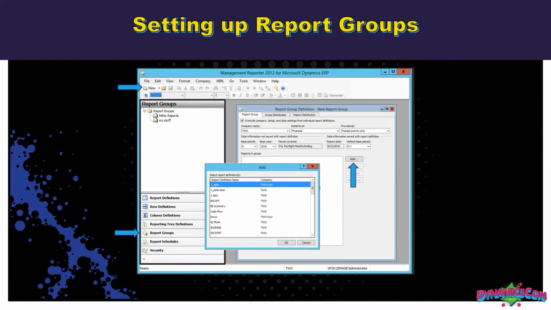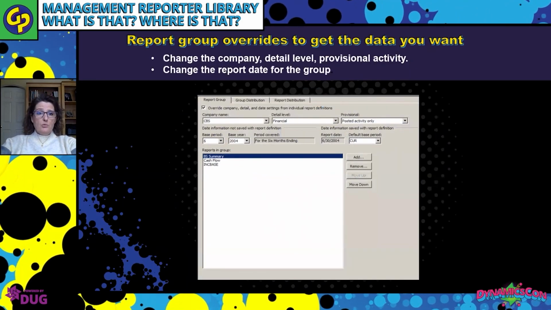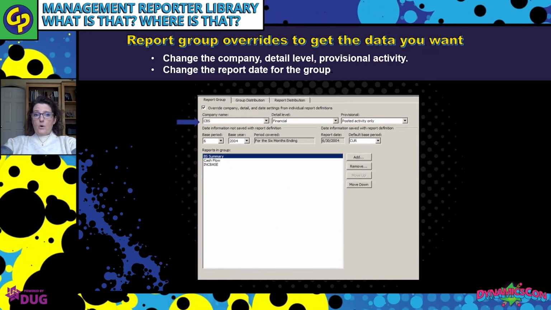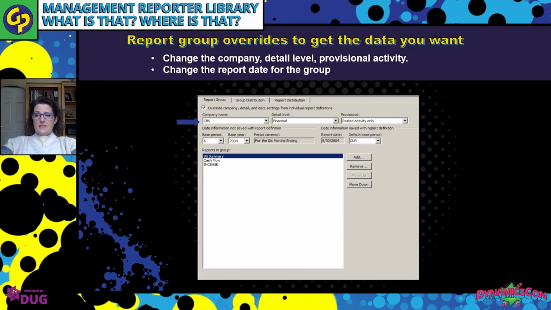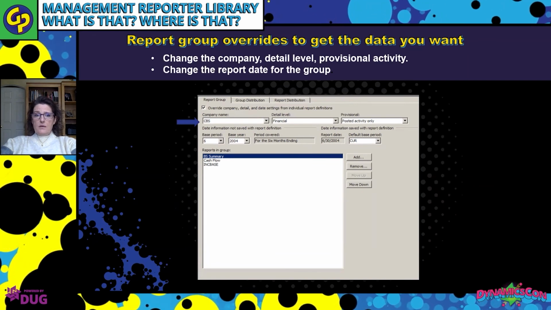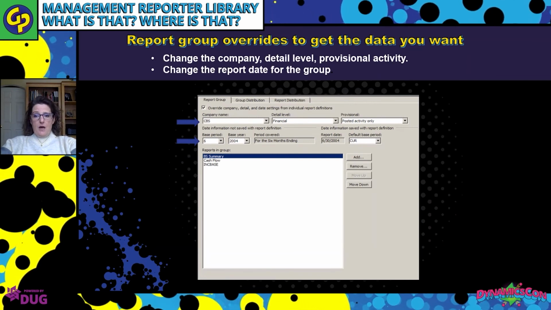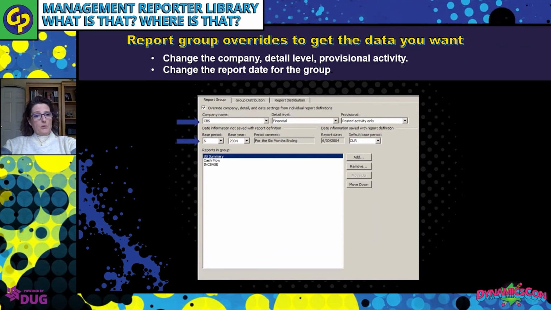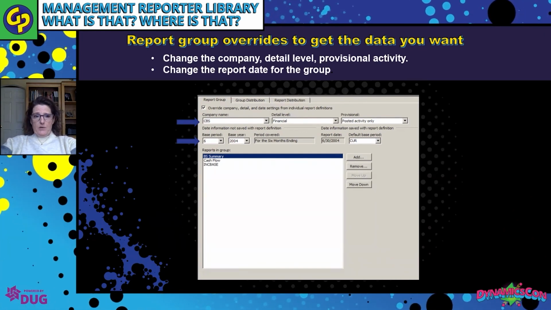And what that's going to allow you to do then is to generate all those reports at the same time. From the report group, you can override the individual report settings and make the entire group of reports generate with the same criteria. Or you can click the override button, and things like the company, the detail level, the date, the period, you can override the individual reports and make all the reports in that report group generate with the same criteria. This can be good and bad depending on what you need to do.